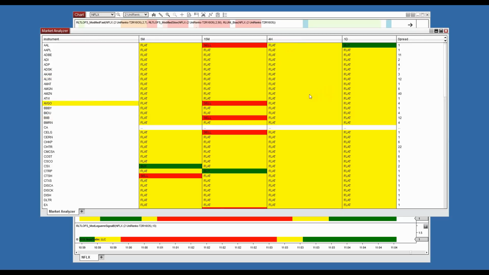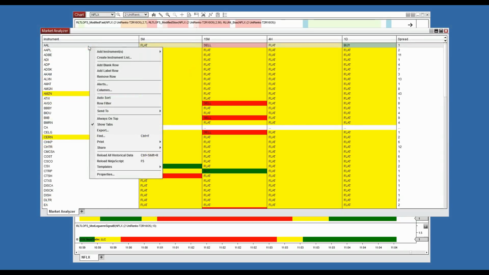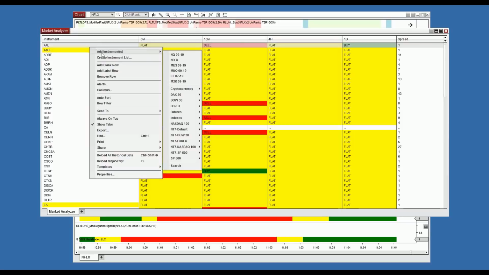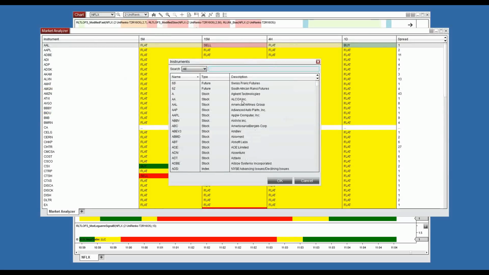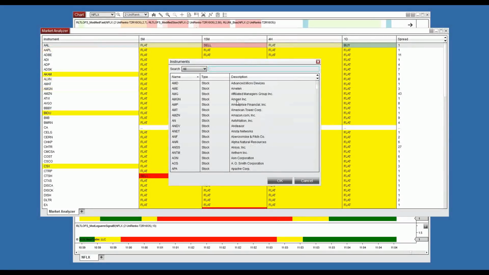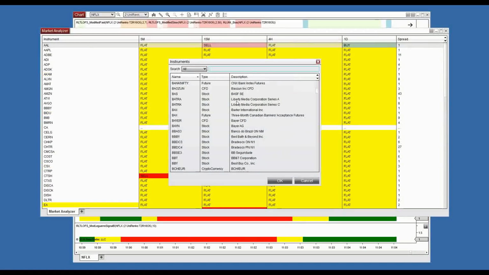So that's really it. It's not that complex to understand. It's super easy to add an instrument. All you've got to do is dial it in, or if you have to, you can search, and then everything that's on your DOM will work.